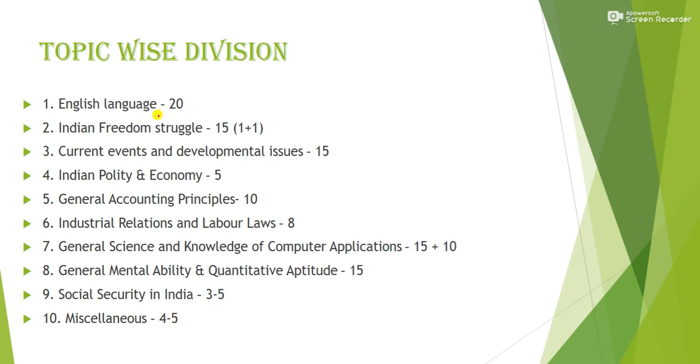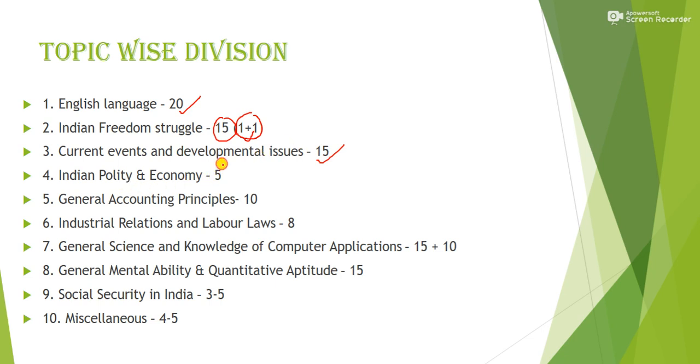After going through the analysis, I found that for each topic given in the syllabus, it has asked this number of questions. For example, for English language there were 20 questions, and from the Indian freedom struggle there were 15. I think two of these questions were somewhere not a part of modern history, but these were part of modern history only. We will look at that when we go into the deep analysis of the questions. Then current events and development, that is current affairs, 15 questions were there.